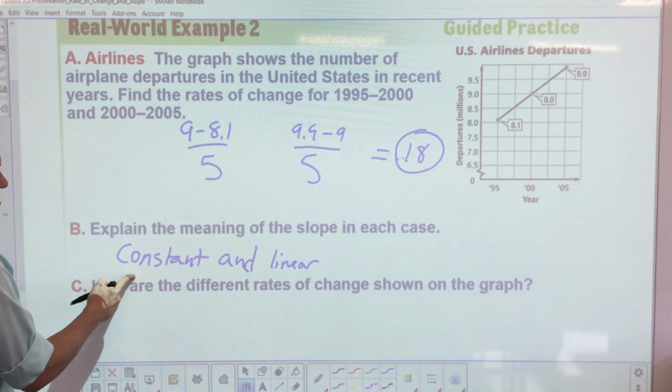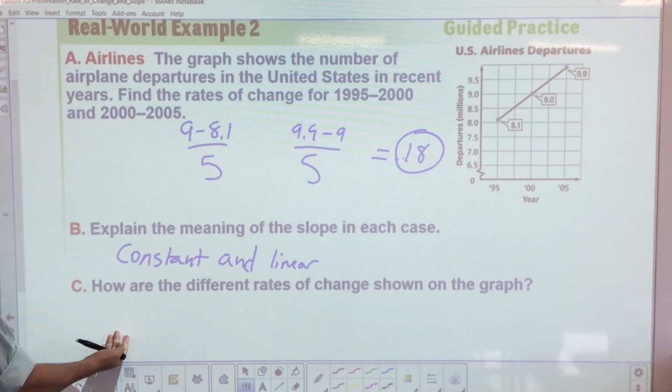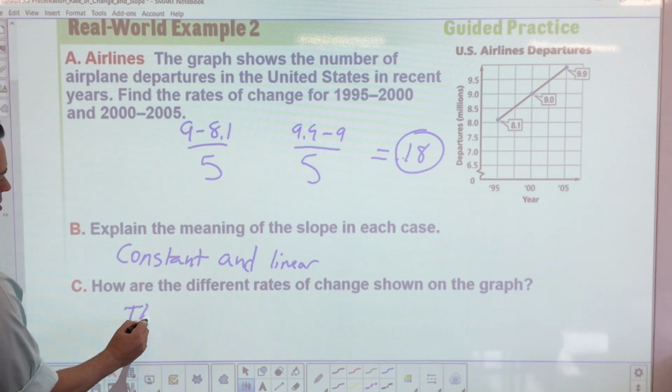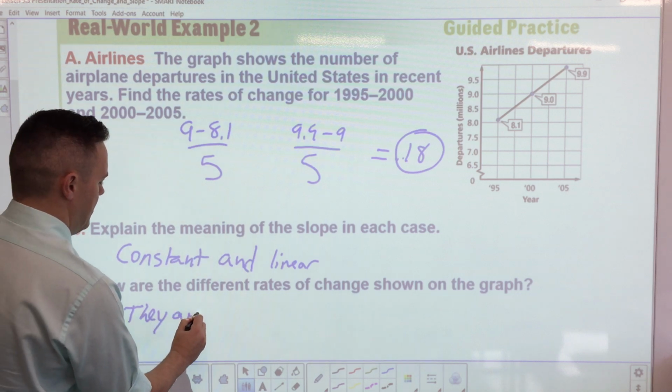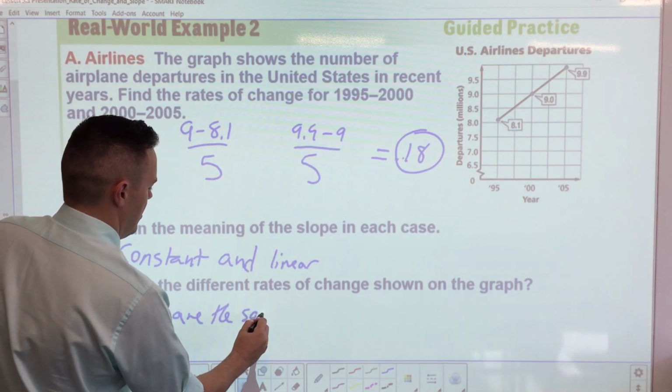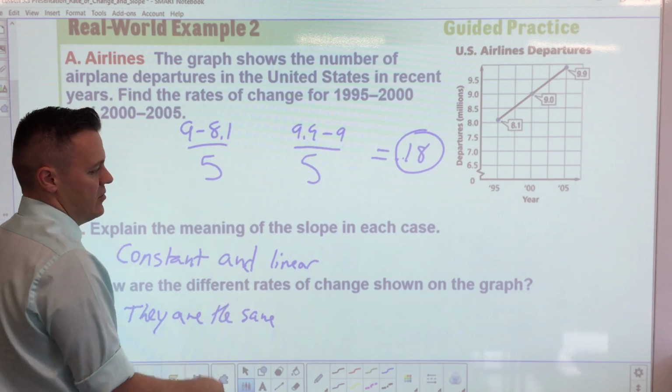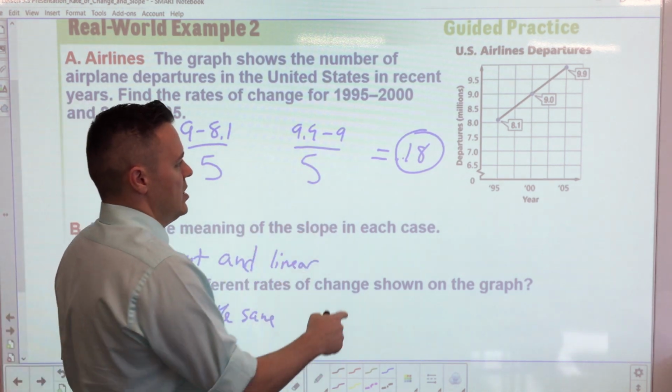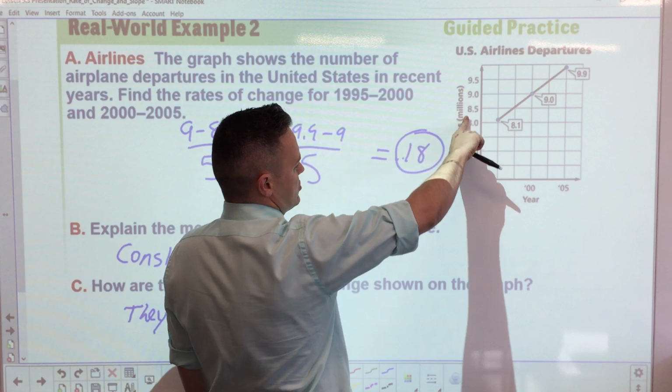And this definition would be the same down here. They are not. They are the same. Or linear. It's kind of what you're doing. And then what is the slope?